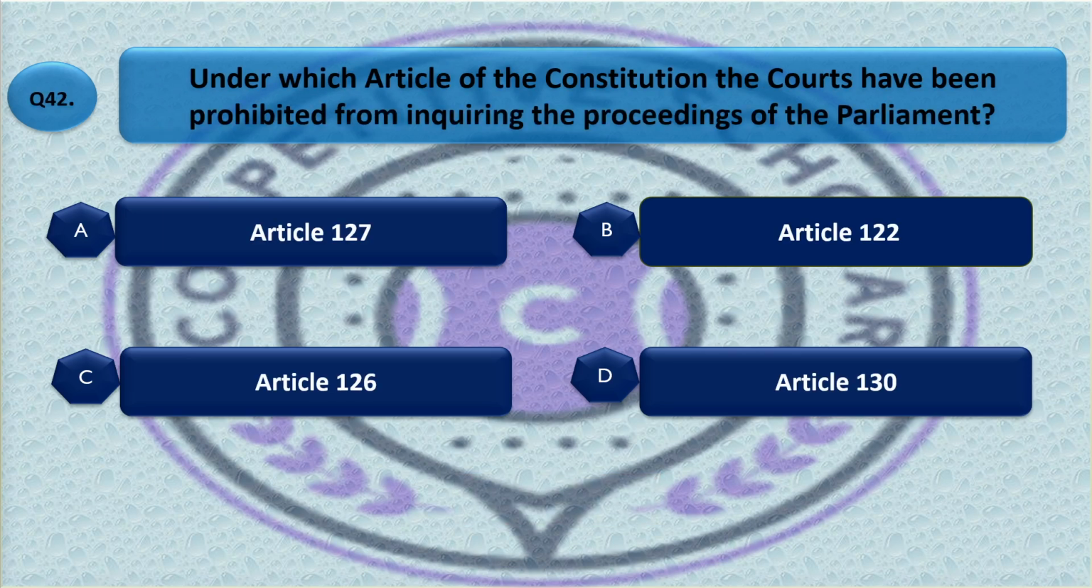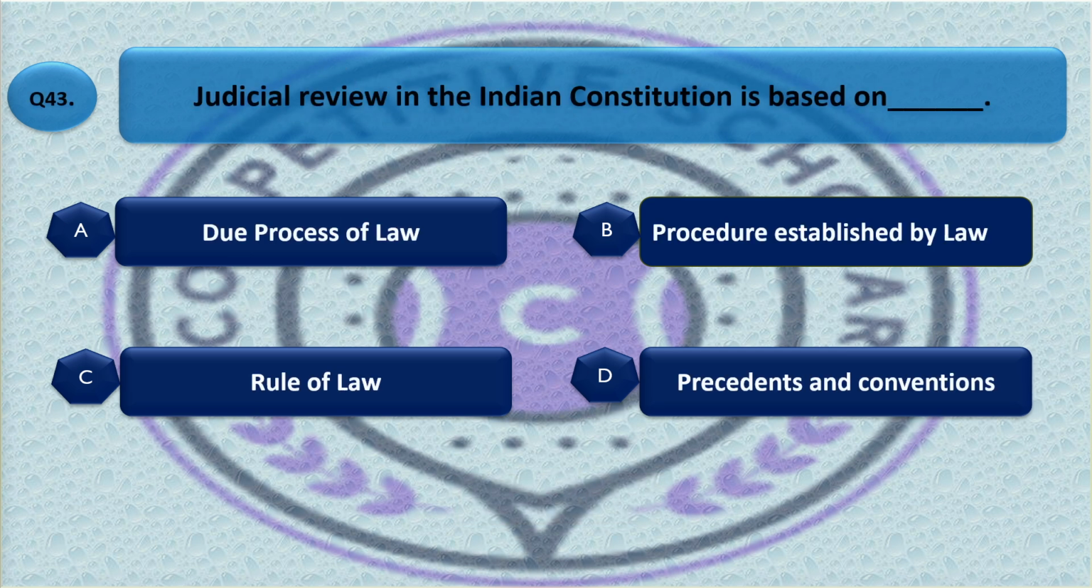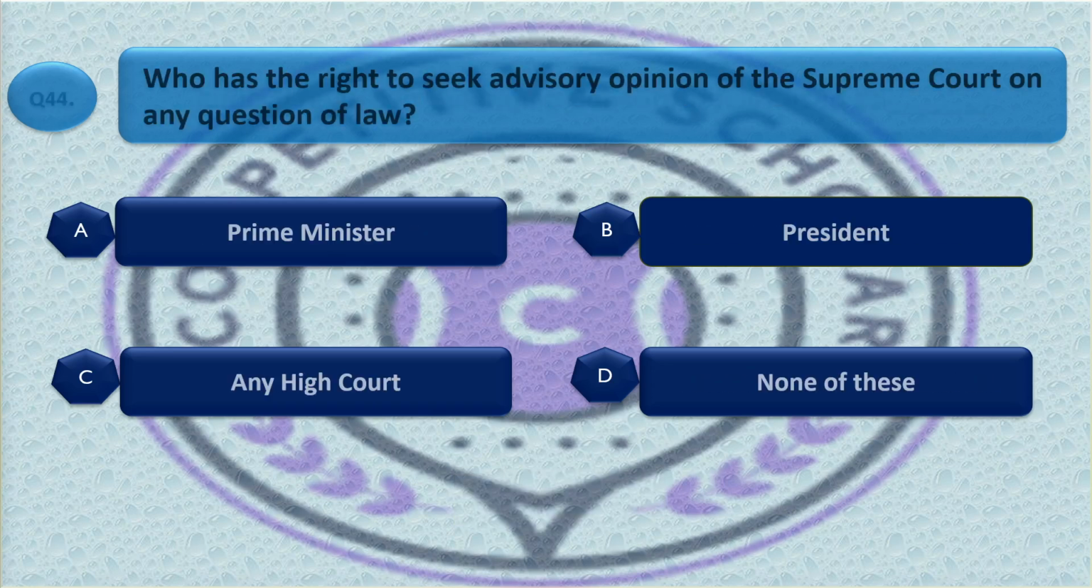Question number 42. Under which article of the Constitution the courts have been prohibited from inquiring the proceedings of the Parliament? Article 127, Article 122, Article 126 and Article 130. The answer is Article 122, that is B. Question number 43. Judicial review in the Indian Constitution is based on due process of law, procedure established by law, rule of law, or precedents and conventions. Answer is C, that is rule of law.